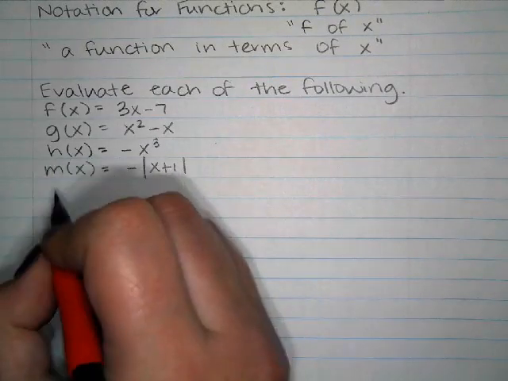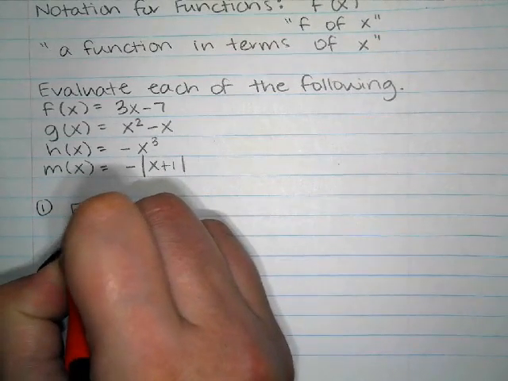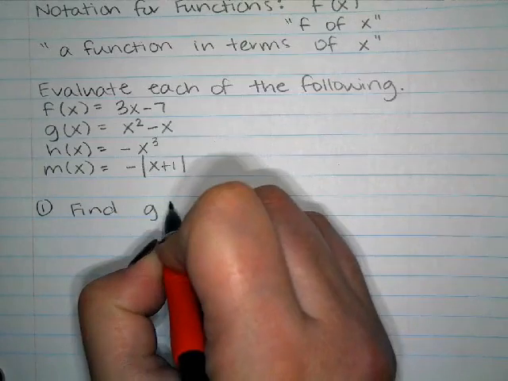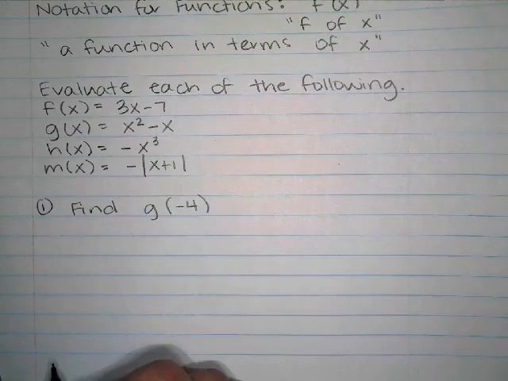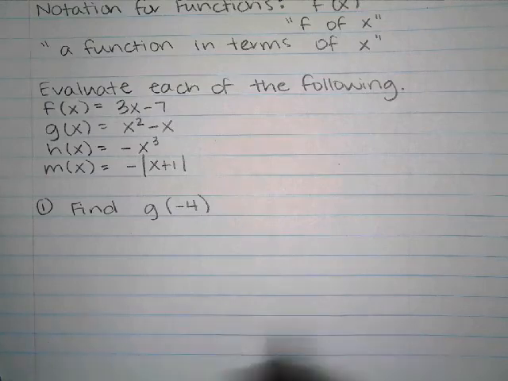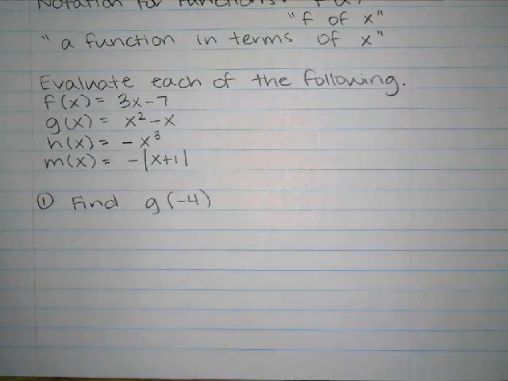Okay, so for our first example, we're going to find g of negative 4. And when you first start these, it can be easiest to do them if you have a color to work with. So if you want to pause for a minute and go grab a color to write with, we're probably going to use 2 colors. So make sure you have at least 2 colors to write with.